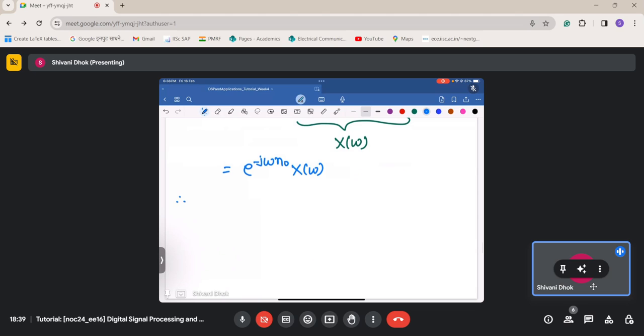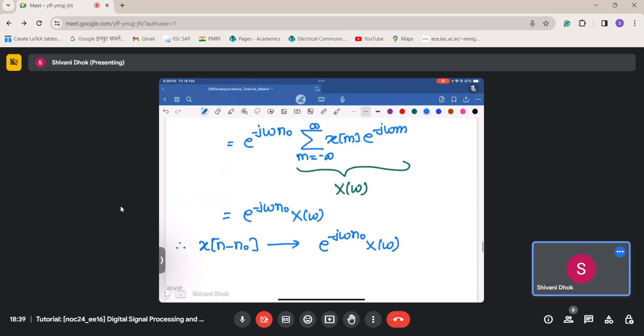So what did we prove? If I shift my original signal by a factor of n naught, then it will have a DTFT of e power minus j omega n naught into x of omega. This we have just proved. Any questions in this proof?